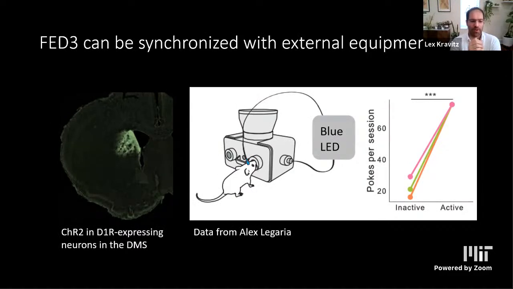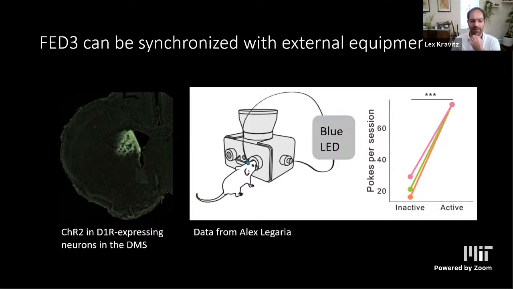Another feature I want to bring up is that because it's microprocessor-based and we control everything, we can synchronize it with external equipment. This is an example of a self-stimulation experiment where we're expressing channelrhodopsin in D1 receptor expressing neurons in the dorsal striatum. These neurons are highly reinforcing. Animals will work to stimulate them.